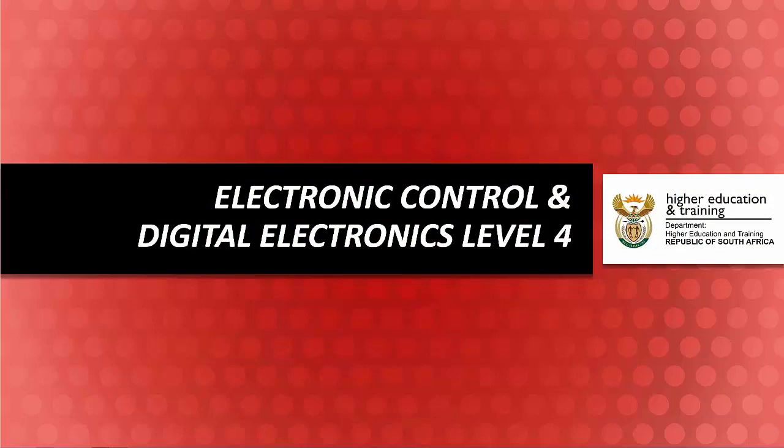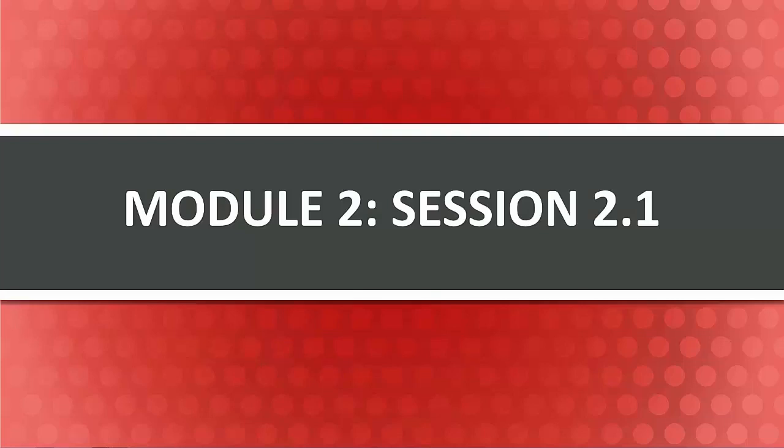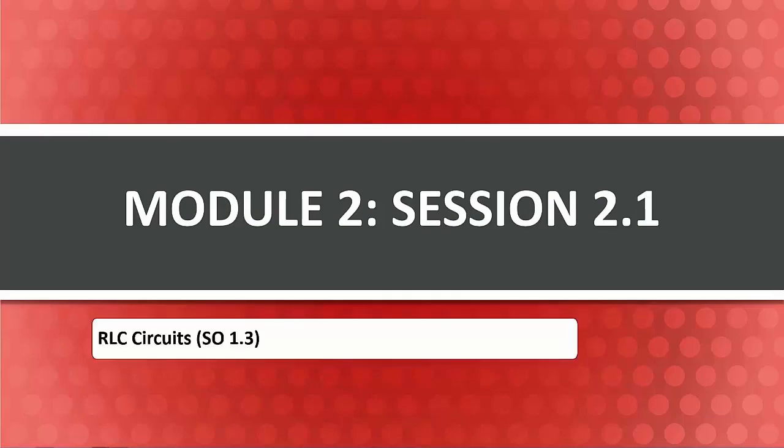Electronic Control and Digital Electronics Level 4. Module 2, Session 2.1. In this session, we will cover the following subject outcome of the Level 4 curriculum. RLC circuits, subject outcome 1.3.